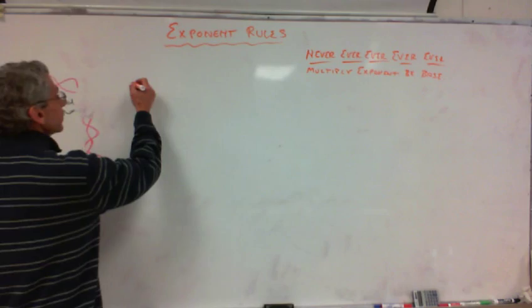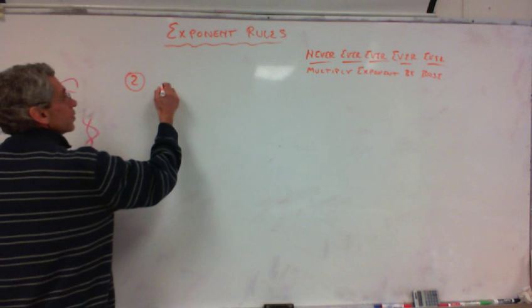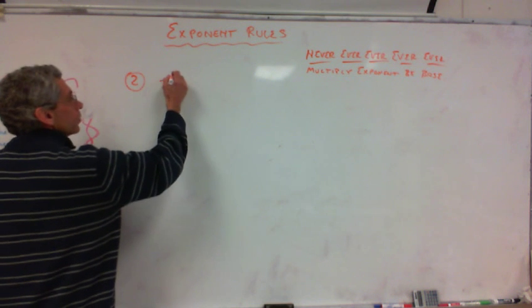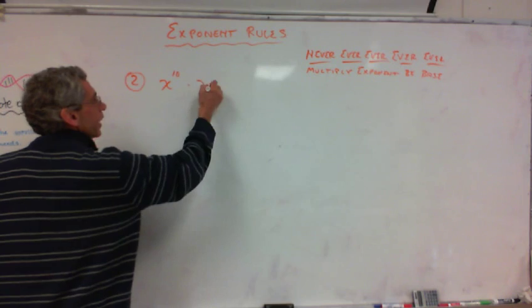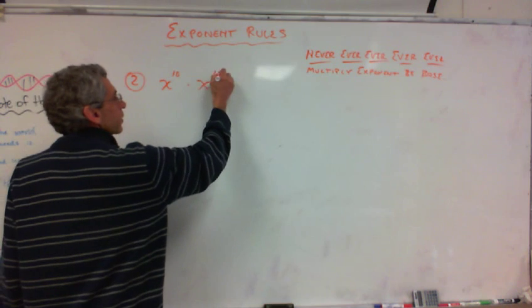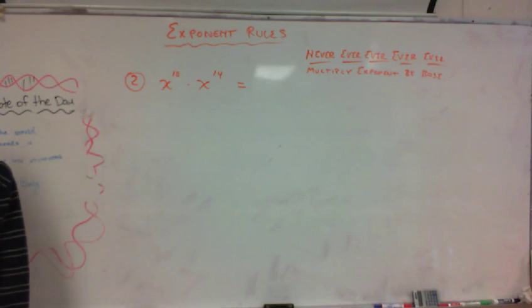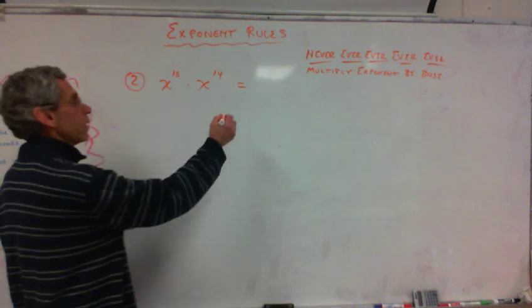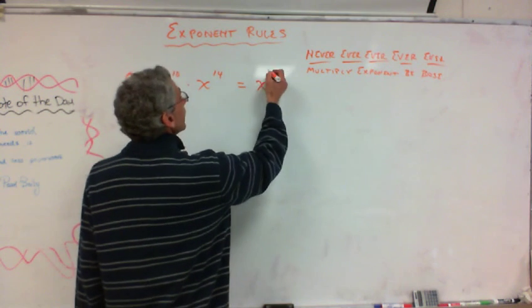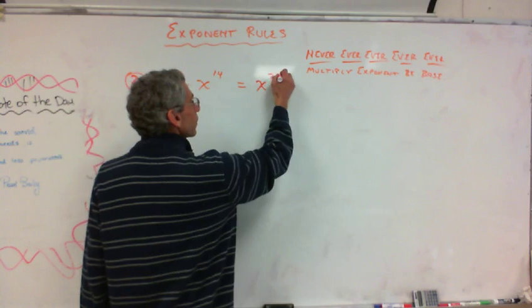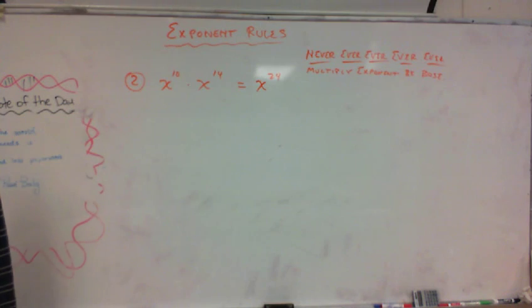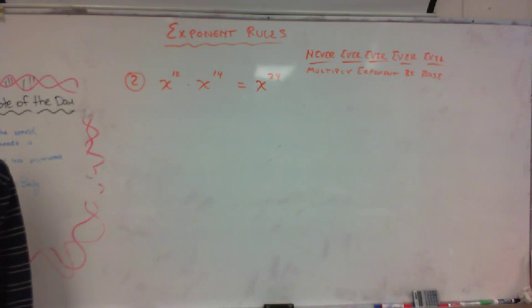let's try a few. So here's number 2. x to the 10th times x to the 14th. What would that equal? x to the 24. Exactly. x to the 10 plus 14, which is 24. Pretty easy, right? This is the easiest one by far. This is the easiest exponent rule. Everybody gets this really fast.